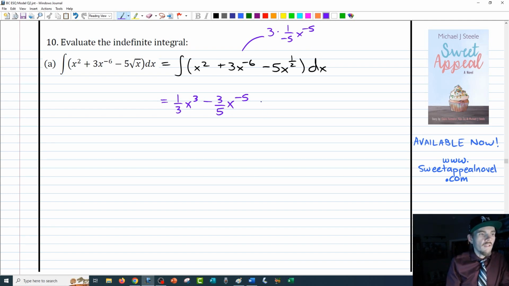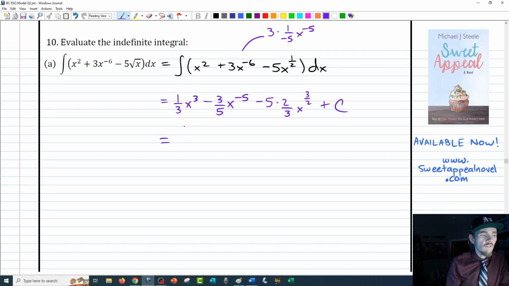And then last but not least, on this other one, we have minus 5x to the 1/2. I'll put the minus 5 there as a scalar, but we're going to add 1 to 1/2, which will give us 3/2. We multiply by the reciprocal, which will be 2/3. Let me make sure I'm doing this correctly. Yeah, I'm doing it correctly. 5 times 2/3 x to the 3/2, because we add 1 to the power. And last but not least, we include that constant c, because we don't know if there was a constant there. So we're covering all bases.